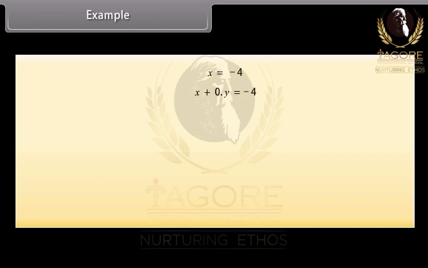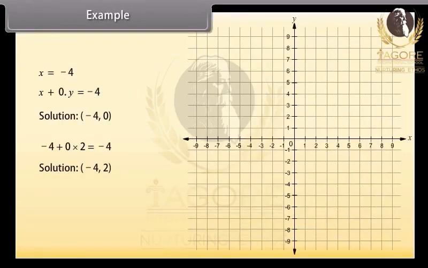So the equation reduces to x = -4. So we get the first solution of the equation, that is (-4, 0). Since the value of y can be anything, the other solution of the equation is (-4, 2). Now mark these points on the graph. This is (-4, 0), and this is (-4, 2). Join these points. We can see that the graph AB is a line parallel to the y-axis and at a distance of 4 units to the left of it.